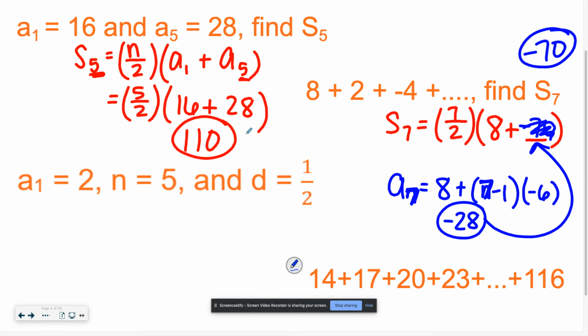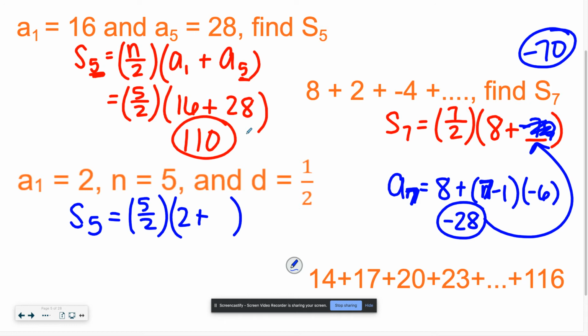Okay, so from there, let's try this one over here. Again, I start out with my formula. I fill in everything that I do know. I know my n is 5. My first term is 2. And I don't know what my 5th term is, but I do know my common difference.